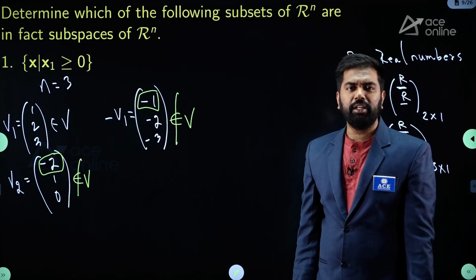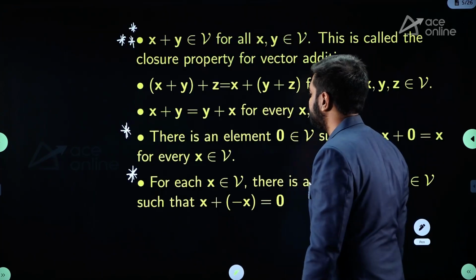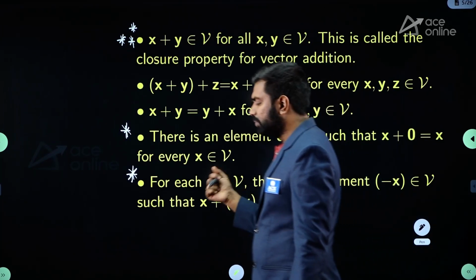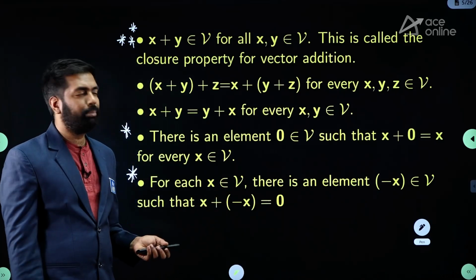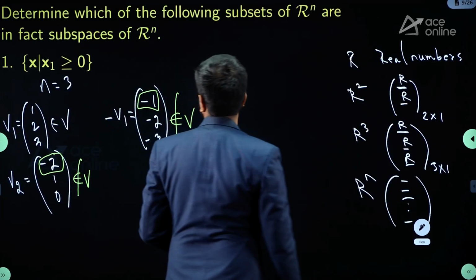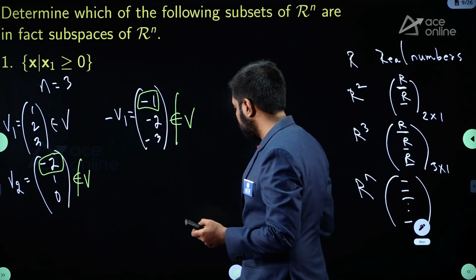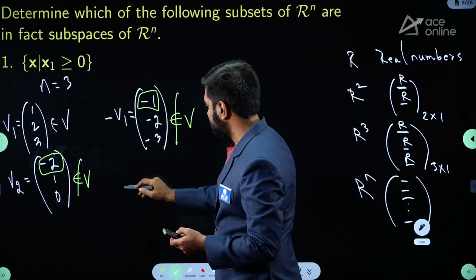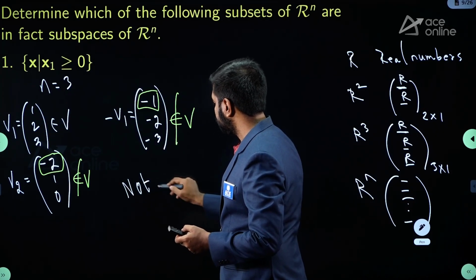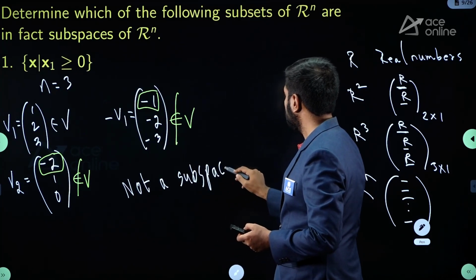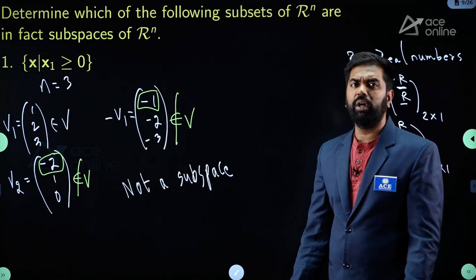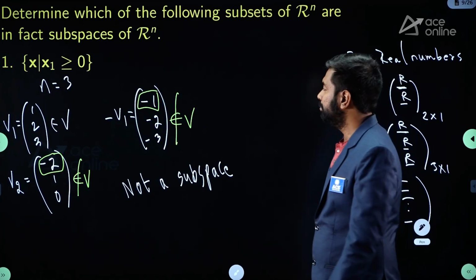That means it is clearly not obeying one of the properties here. Like we said, if x belongs to V, then minus x also should belong to V. So that's not happening. So what's the answer? It's not a subspace. So the given set is not a subspace. So I'll write a comment. That's it. Over. Let's go to the next problem.